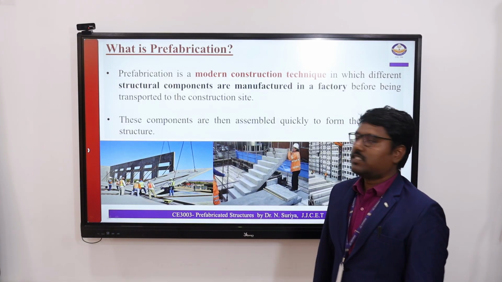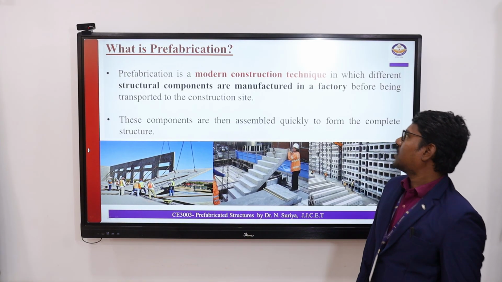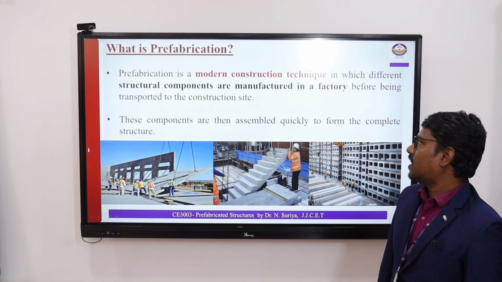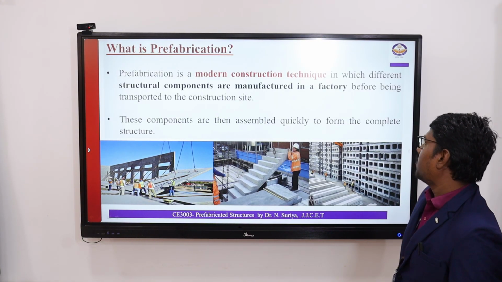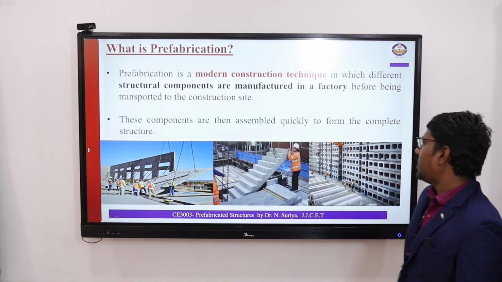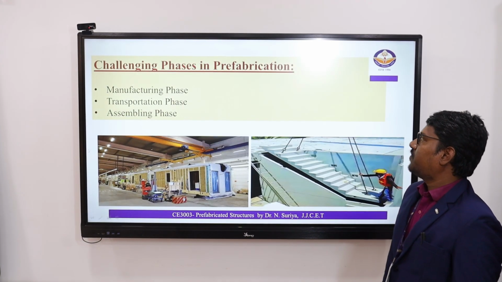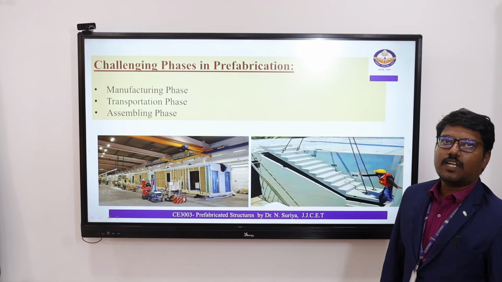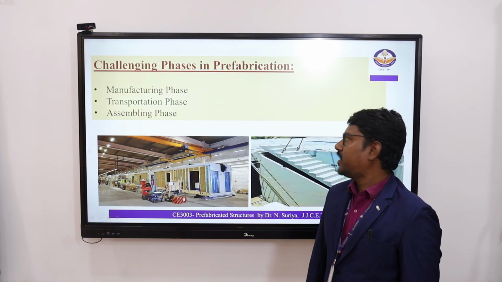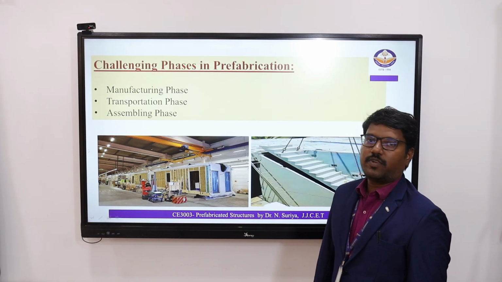Next, what is prefabrication? Prefabrication is generally a modern construction technique in which different structural components and structural members are manufactured in a factory setup before being transported to the construction site. These components are then assembled quickly to form the complete structure. Challenging phases in prefabrication: compared with the normal conventional construction process, manufacturing phase, transportation phase and assembling phases are considered the most challenging and risky phases in prefabrication method.